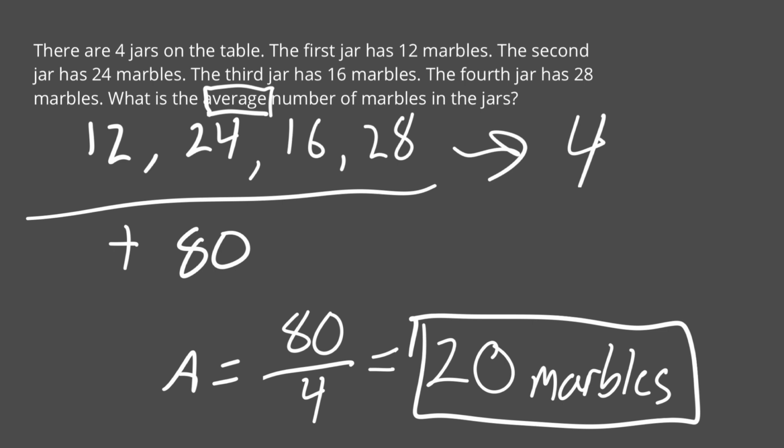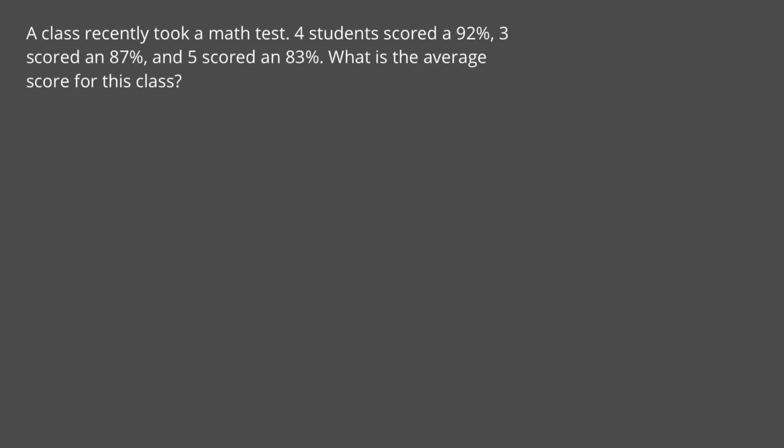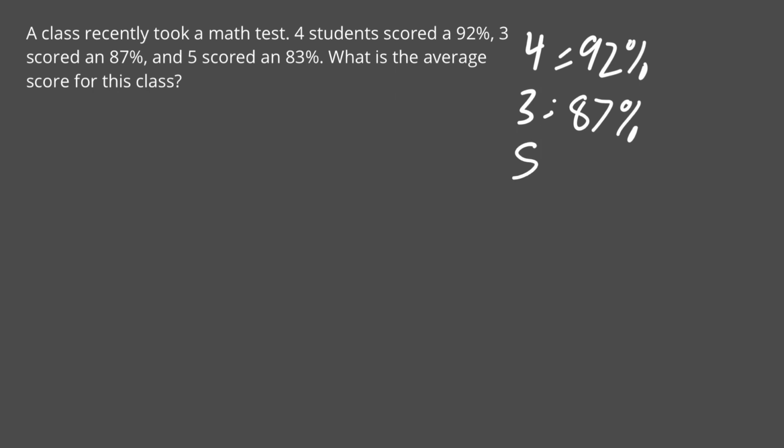All right, let's look at one more. Okay, a class recently took a math test. 4 students scored a 92, 3 scored an 87, and 5 scored an 83. What is the average score for this class? Okay, this one is a little bit more complicated. Essentially, we are saying that 4 people got a 92%, 3 people got an 87%, and 5 got an 83%.